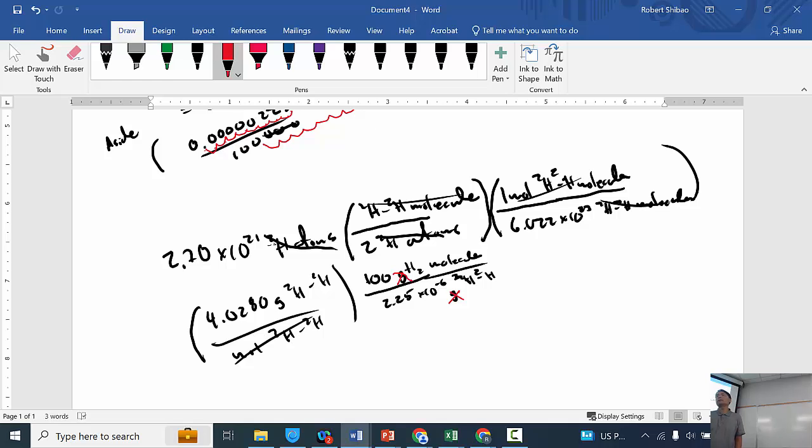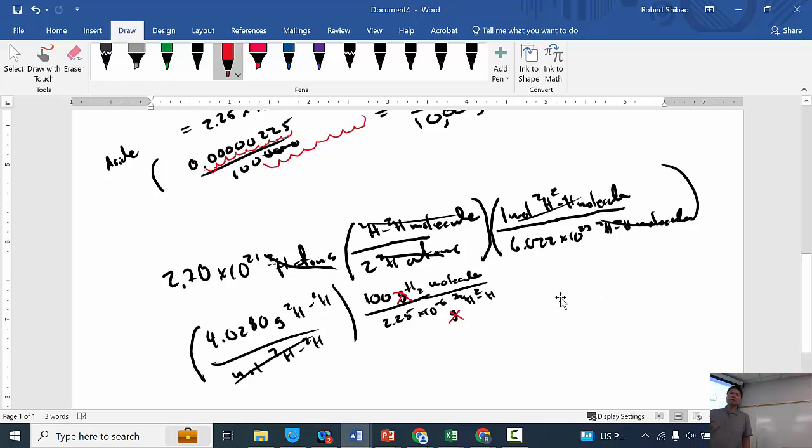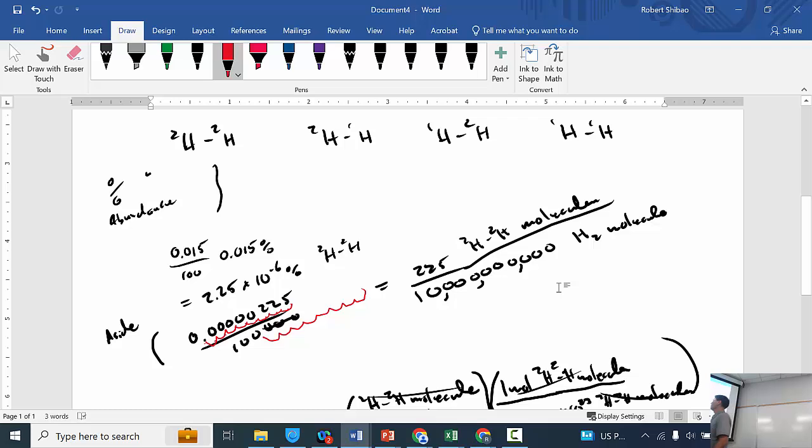So when I ask, many people write grams. Not so many, maybe 5% of the people will write grams. So they'll put grams over grams. So what is this? 2.25 times 10 to the minus 6 grams of deuterated hydrogen per 100 grams of hydrogen molecules. That's totally wrong, unfortunately, and then I have to deduct points.